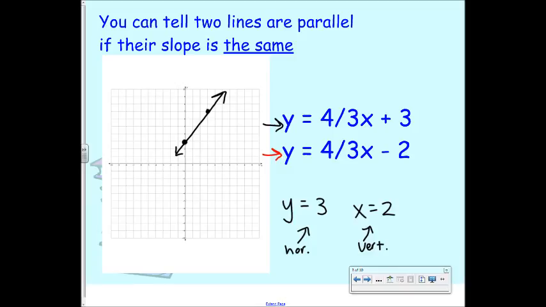All right? Where would this red one start? -2 on the y-axis. It's always the y-intercept. And then I would go up 4, right 3. 1, 2, 3, right 3. All right? And these are parallel lines.